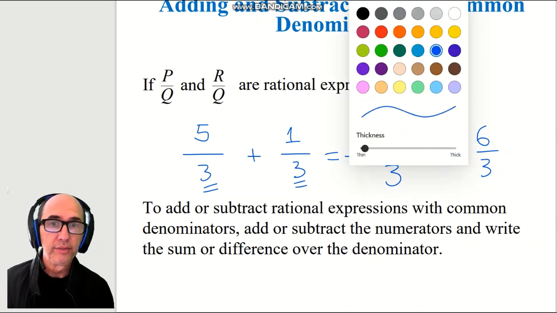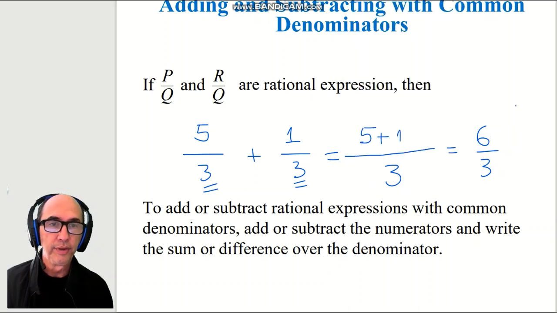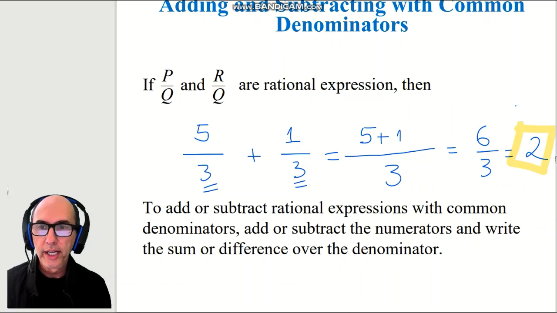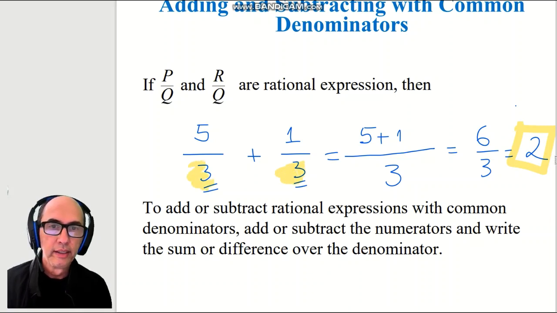Don't forget, after you find the answer, check if you can simplify, because this might not be the final answer. 6 divided by 3, 2. This is the final answer. Right? So pretty easy. Repeat the denominator.